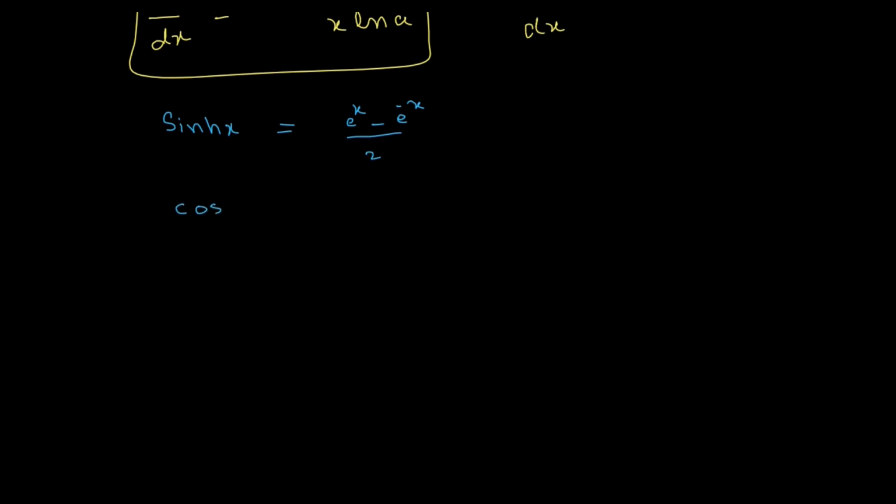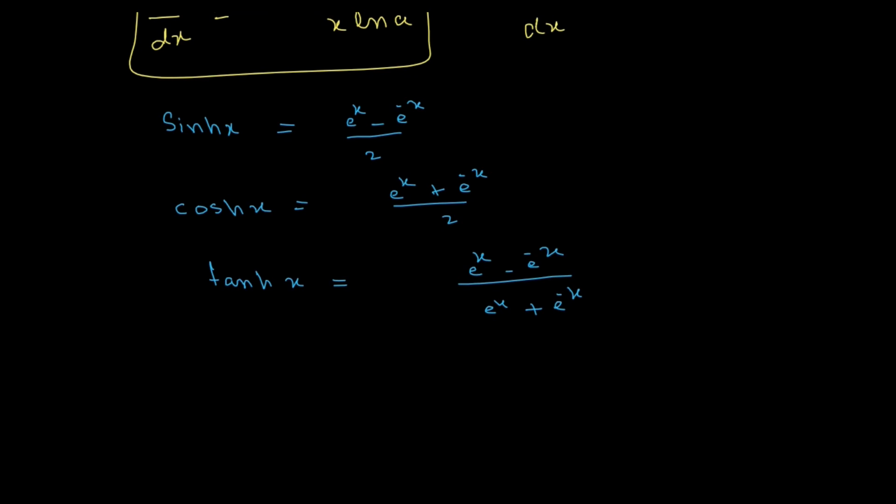Similarly, cos hyperbolic x is equal to e raised to the power x plus e raised to the power minus x, divided by 2. In the similar way you can write tan hyperbolic x, which is equal to e raised to the power x minus e raised to the power minus x divided by e raised to the power x plus e raised to the power minus x, okay.